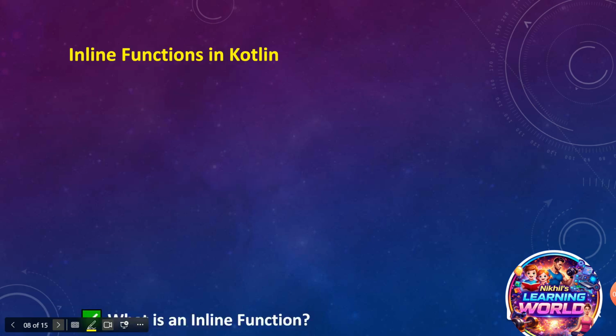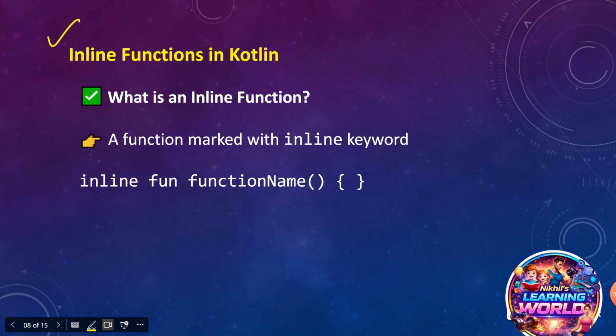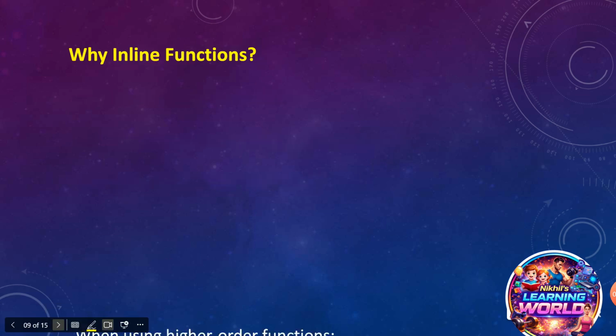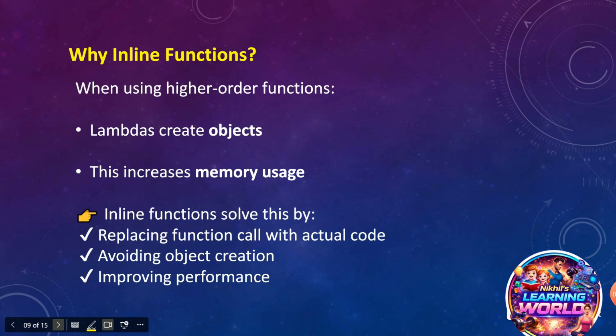Next is inline function in Kotlin. So what is an inline function? Inline is a keyword. A function marked with the inline keyword is an inline function. In the previous session we have seen tail recursion. So tailrec is a keyword, right? We can define a function as tail recursion by using tailrec. In a similar way, inline is a keyword, and we can define an inline function with the inline keyword.